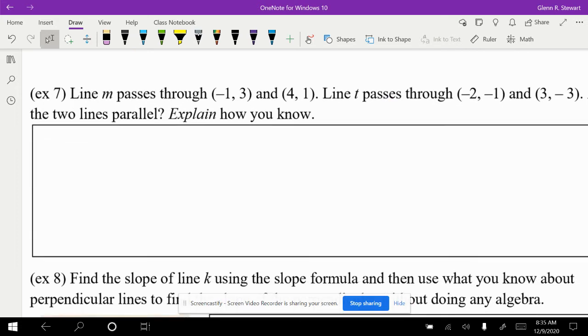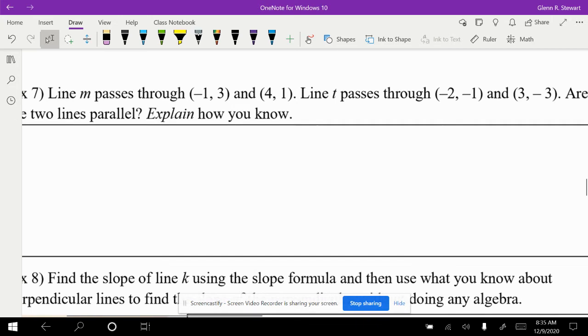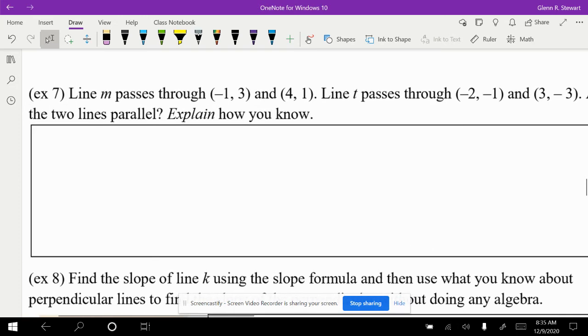Taking a look at example 7, we don't have too much left to go here. Line M passes through (-1, 3) and (4, 1). And line T passes through (-2, -1) and (3, -3). Are the two lines parallel? Try this problem on your own first, and then you can look back at what we do here in the video.